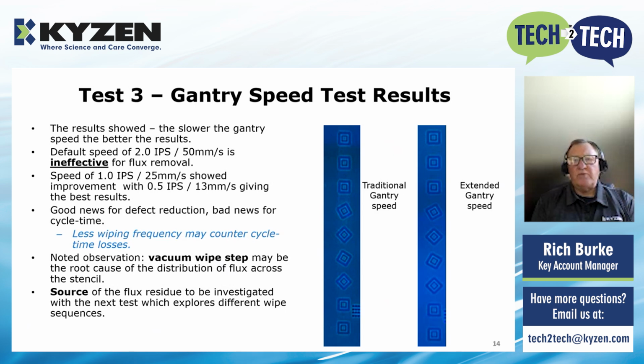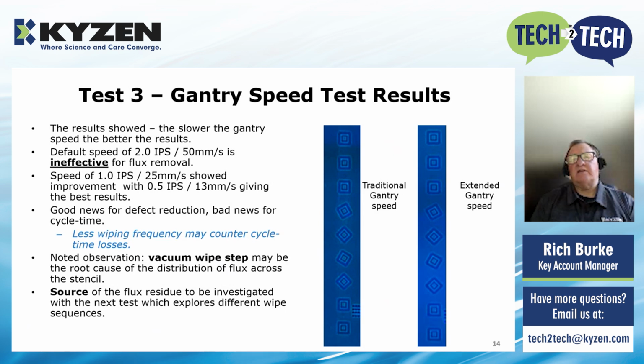The other thing I think that we saw from this phase of the testing was that it appears as though the vacuum wipe step itself is a contributor to the flux being smeared on the bottom of the stencil. And again, like I say, the vacuum wipe is doing what it's supposed to do. It's drawing the remaining material out of the apertures, and if it's not adequately solubilized, it will then smear across the stencil.